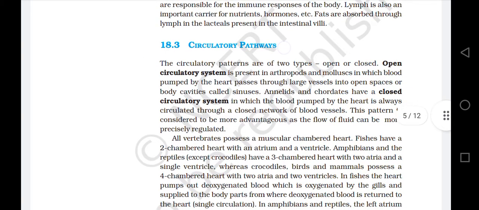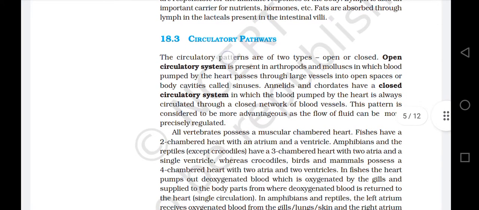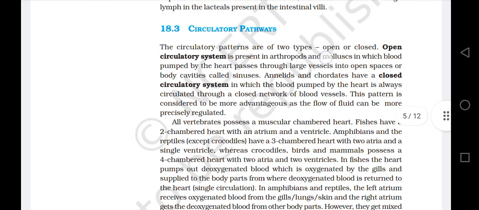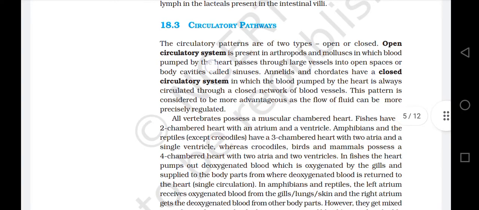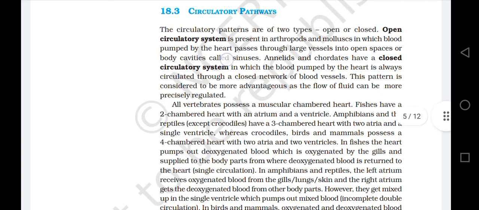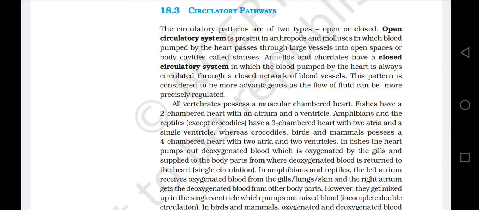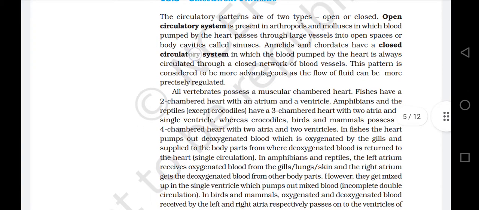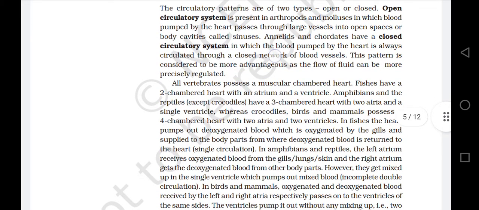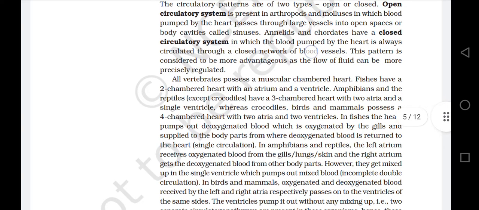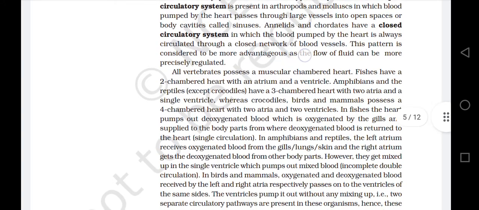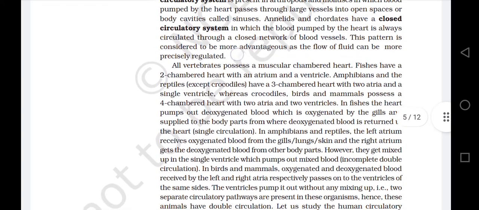18.3 Circulatory pathways. The circulatory patterns are of two types, open or closed. An open circulatory system is present in arthropods and mollusks, in which blood pumped by the heart passes through large vessels into open spaces or body cavities called sinuses. Annelids and chordates have a closed circulatory system in which the blood pumped by a heart is always circulated through a closed network of blood vessels. This pattern is considered to be more advantageous as the flow of fluid can be more precisely regulated.